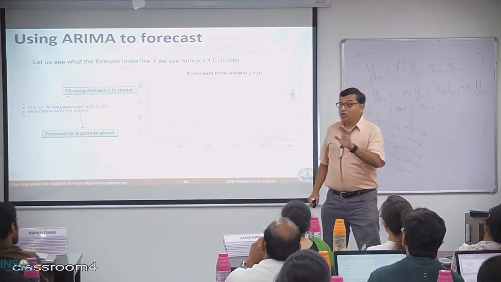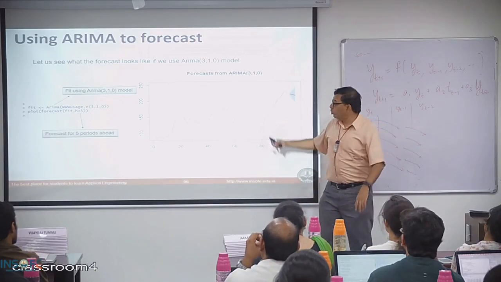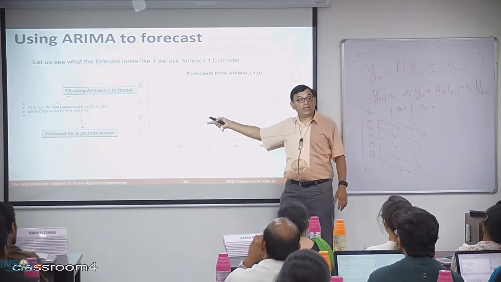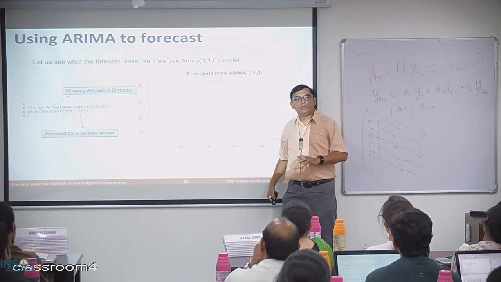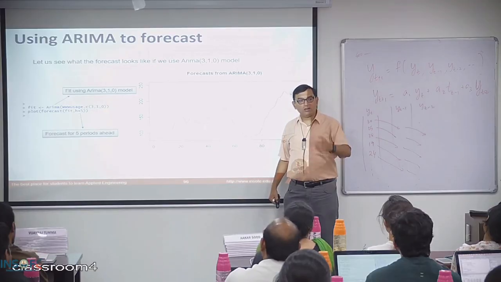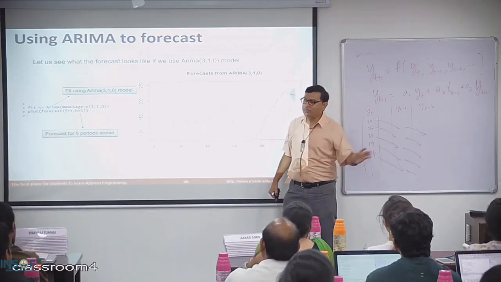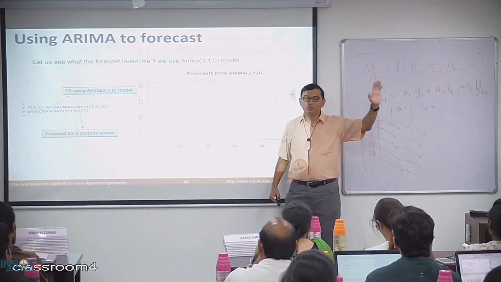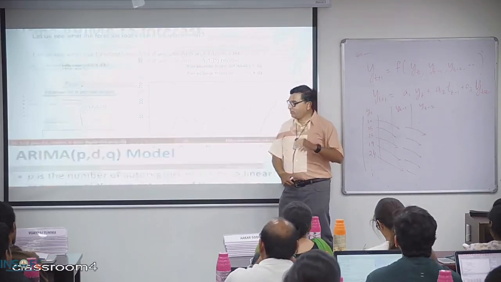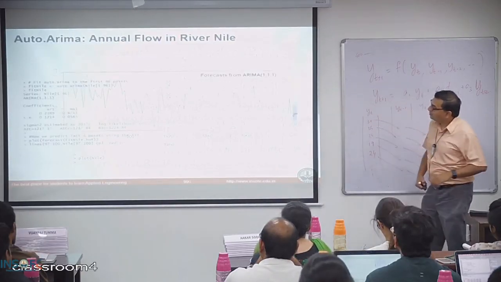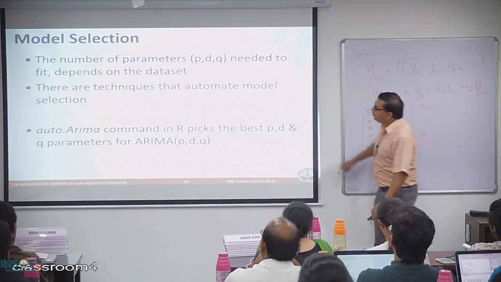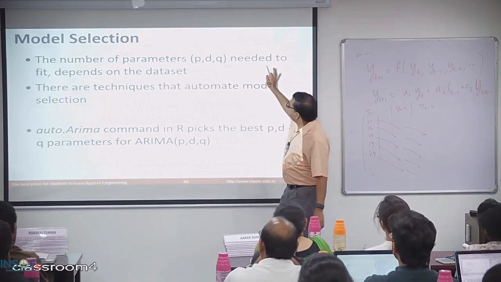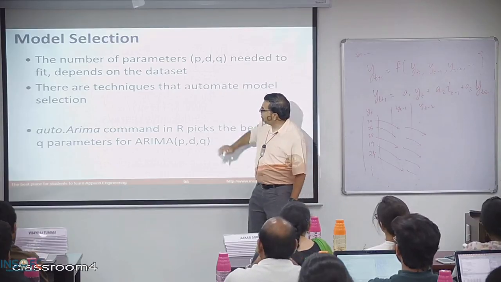However, the systematic way to do it would be to look at the PACF and ACF plot and determine how many terms I need. That's a painful procedure. Luckily, R has a package which automates that too and tells you how many terms you need to use. And that's where the next slides are. So the number of parameters p, d, q needed to fit depends on the data set.